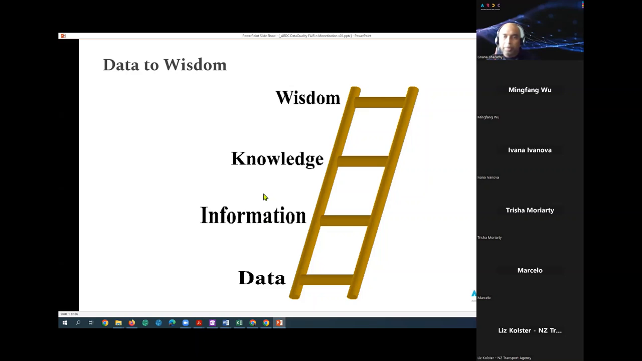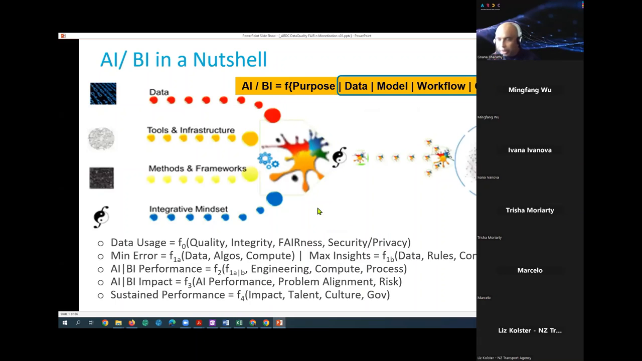I try to summarize both artificial intelligence-based processes as well as extracting simple insights, such as business intelligence processes, into one nutshell, which is, of course, the data, the tools and infrastructure, and the methods and the frameworks come together through a scientific process, and to be able to integrate and interpret with an interpretive mindset, you put them together and then come up with your output.